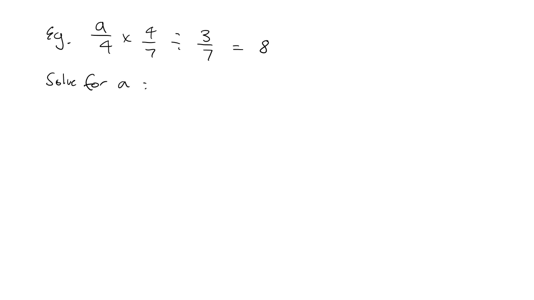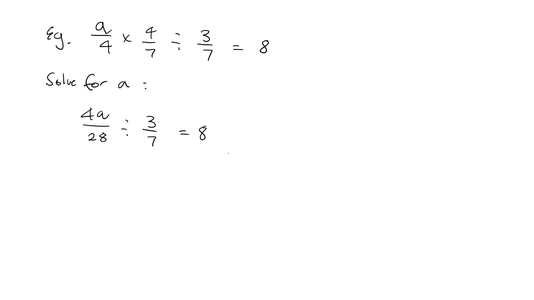Okay, now we'll work with some variables and equations. So let's say we have a over 4 times 4 over 7 divided by 3 over 7 equals 8. Now let's solve for a. Now to solve for a, you need to isolate a on one of the sides. Let's choose the left-hand side to isolate a. So first, we can solve this a lot of ways, but we'll times 4 over 7 to a over 4. That's a. So 4 times a is 4a. 4 times 7 is 28, and that's divided by 3 over 7 equals 8.